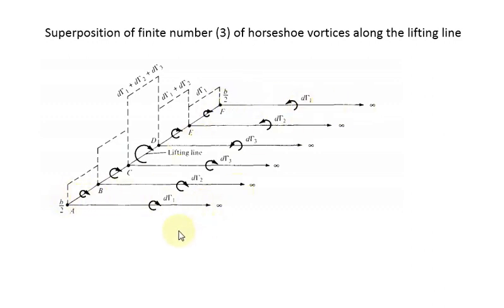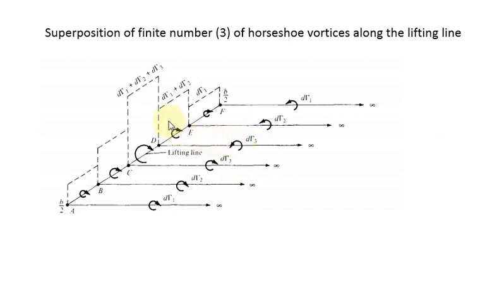So the first horseshoe vortex runs from infinity, A up to F. You see the direction. That is why the strength of the circulation is given by dΓ1 for the first horseshoe vortex. Then the second horseshoe vortex, from B to E, has dΓ2. Then the third horseshoe vortex has dΓ3.